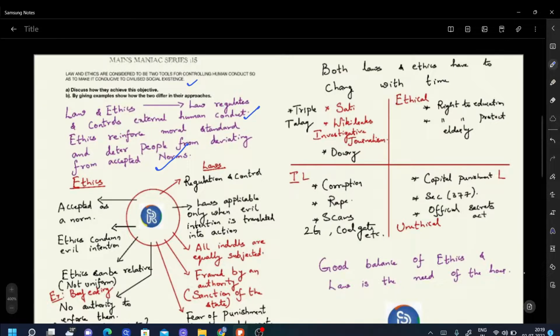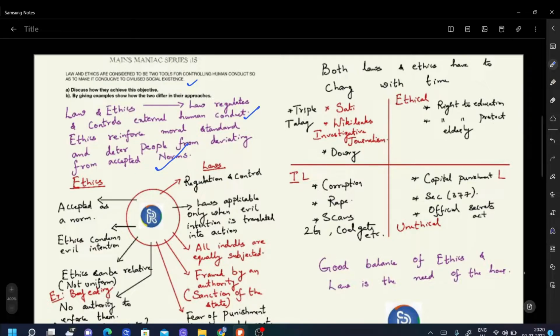So either we can say laws and ethics are two important wheels of a civilized society, that is, both are needed. Or laws regulate and control human conduct, whereas ethics reinforce moral standards and deter people from deviating from accepted norms. So this is how we can write what is law and what is ethics. Then how they achieve this objective.